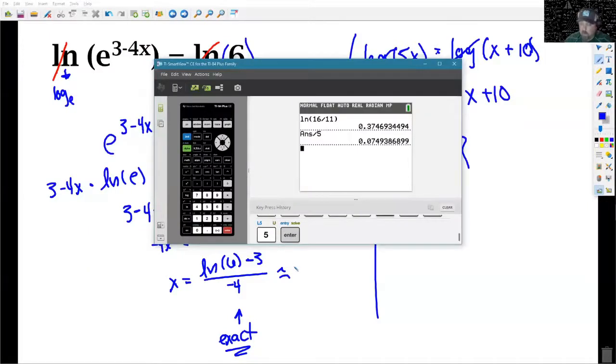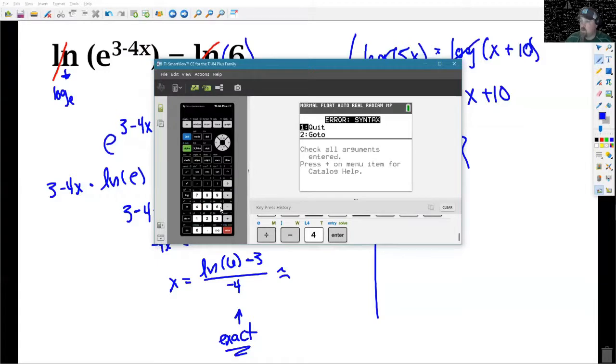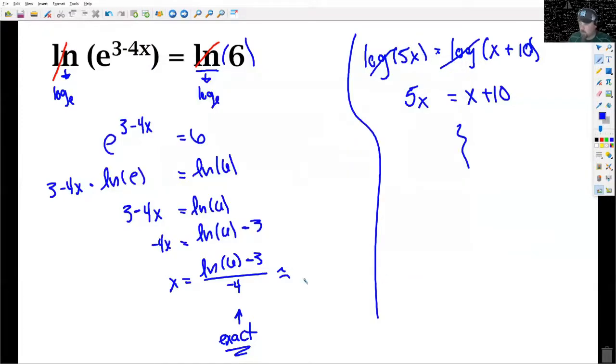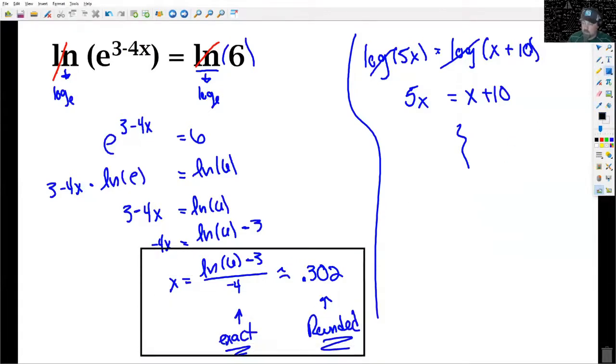So we're going to go natural log of 6, and we're going to minus 3 from that. Then we're going to divide it by negative 4. And it helps if I hit the right keys. We get 0.302. So 0.302, this is our rounded. And bam, there it is. Those are our answers that we're heading for.